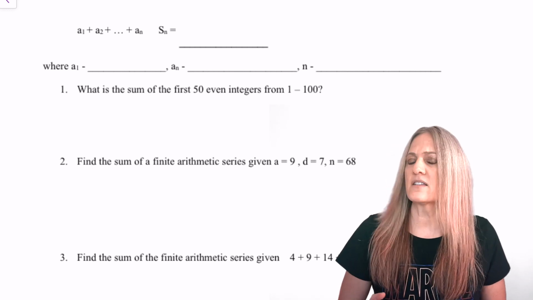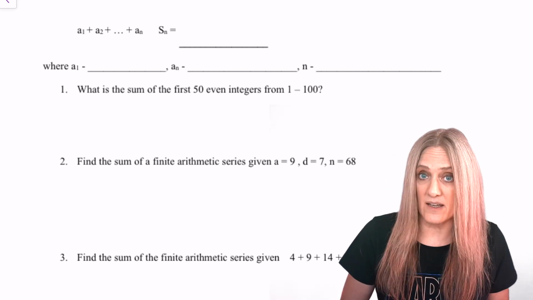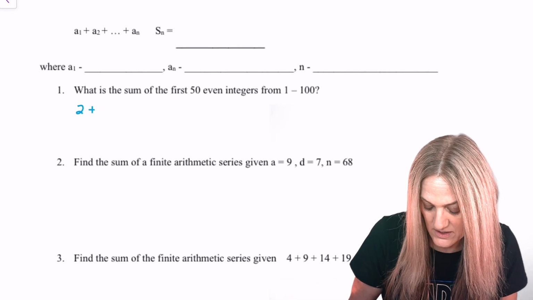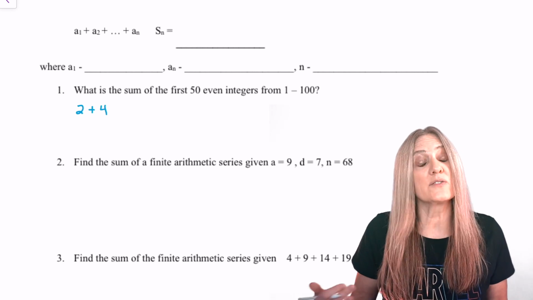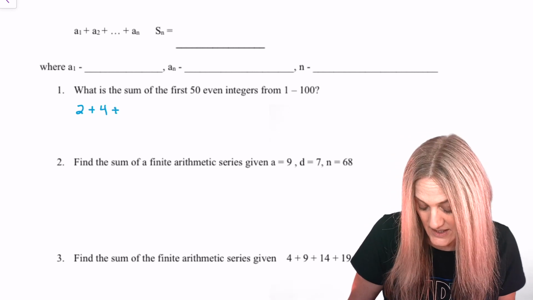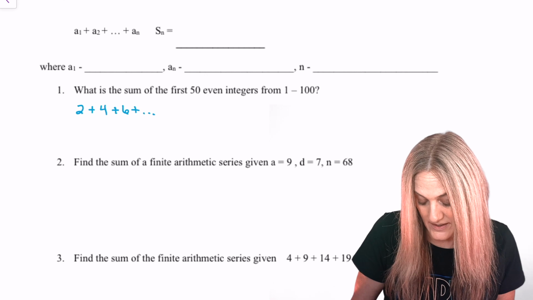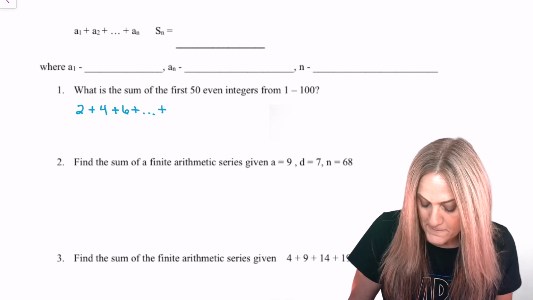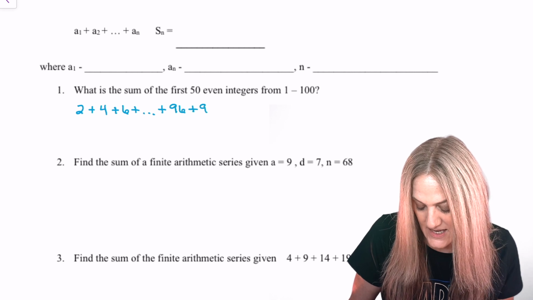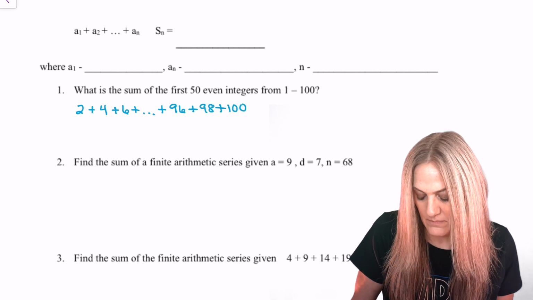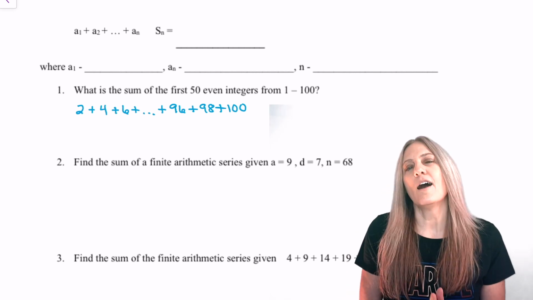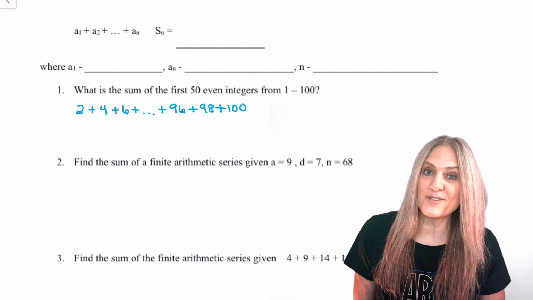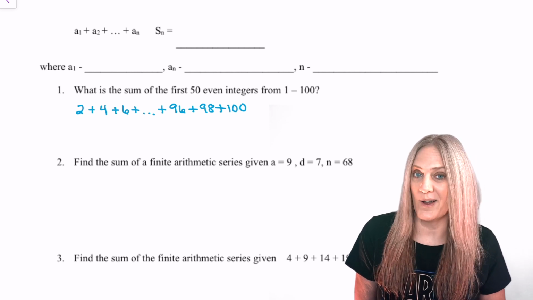Okay, first of all, let's determine, is this an arithmetic series? Well, the first even number is 2, plus 4, because we're talking even numbers, so 2 plus 2, 4, plus 6, plus, and so on, plus, what's the end of this series going to be? Well, 96 plus 98 plus 100. All right, do you want to pause and see if you can figure out the sum of the first 50 even integers from 1 to 100?